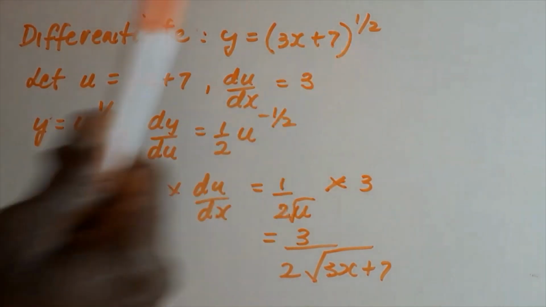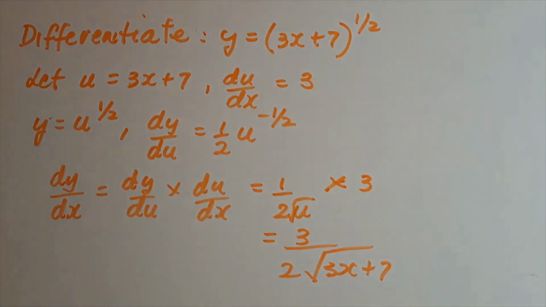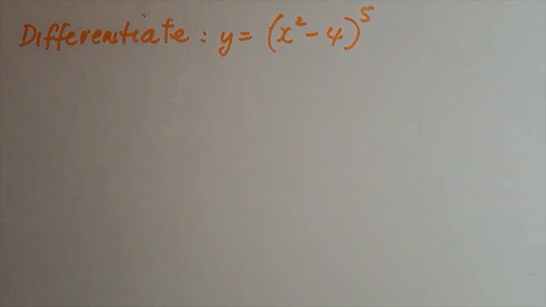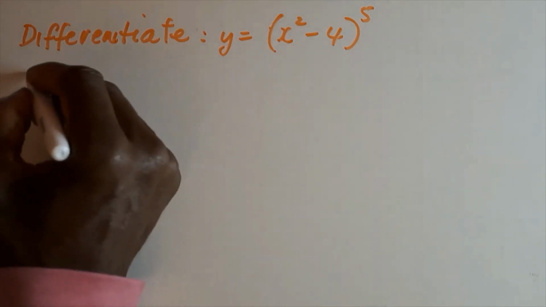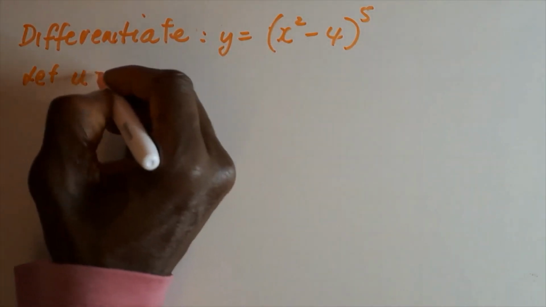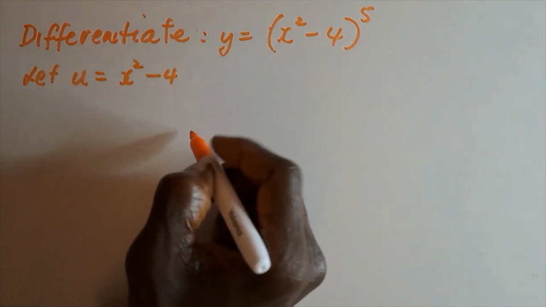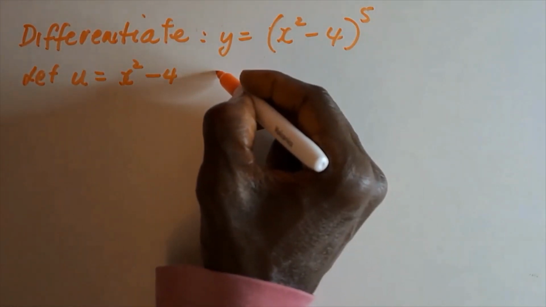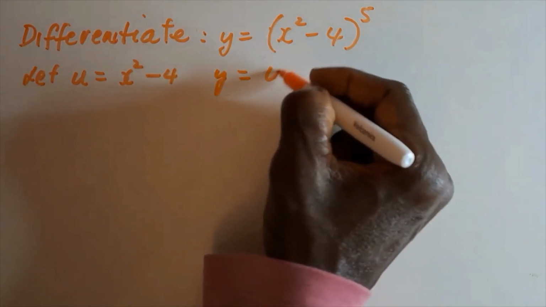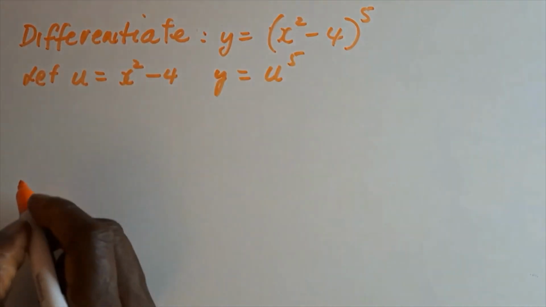Differentiate the outer and then multiply that by the derivative of the inner. Here again we have a function of a function. We'll let u equal to what's in the bracket, x squared minus 4, and we have y now equal to u raised to the 5th power.